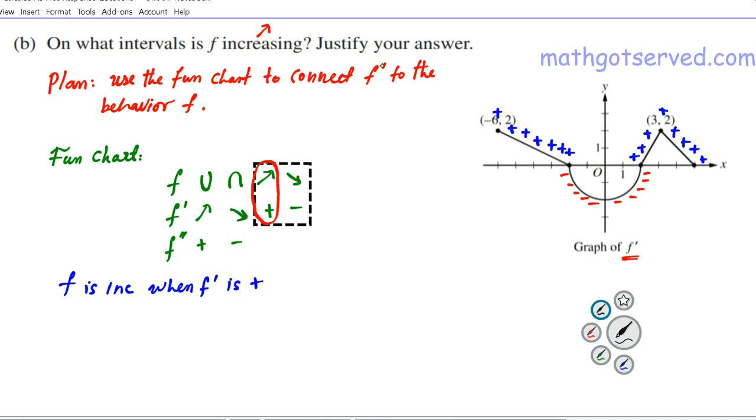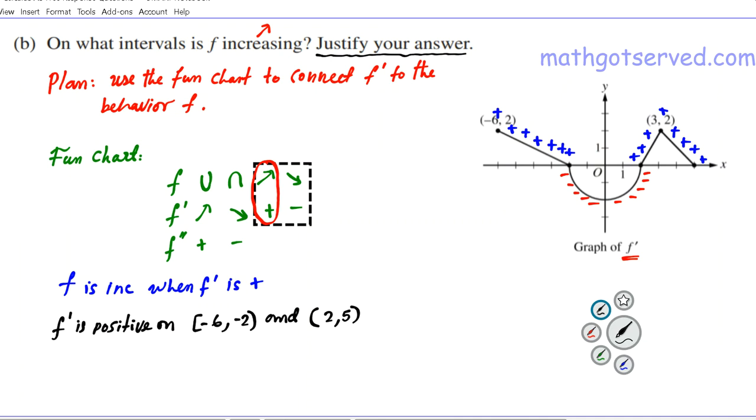So if you notice in this question, we're to specify where F is increasing and justify our answer. So we need to explain why we said what we said, okay? So F prime is positive on what intervals? F prime is positive on -6 all the way to -2, and it's positive from 2 to 5.